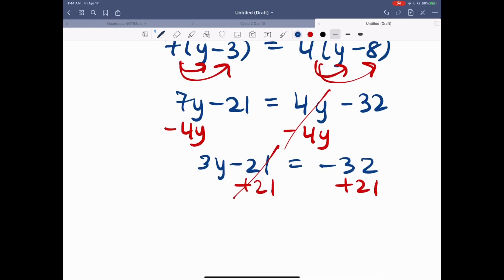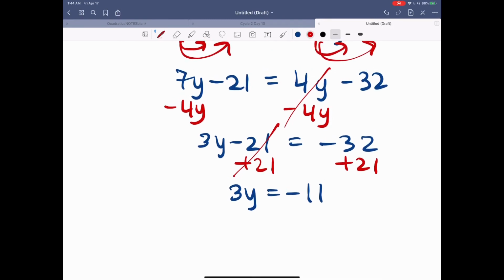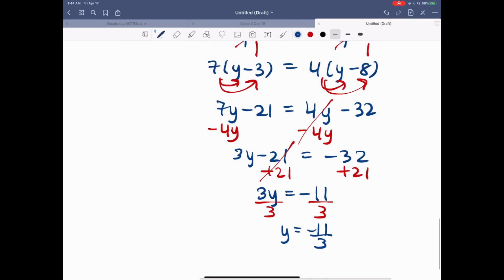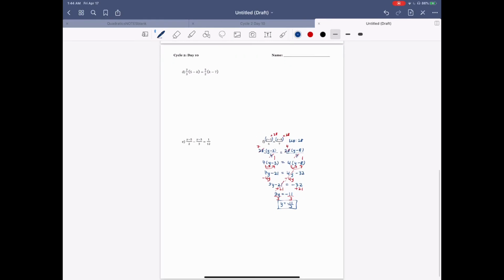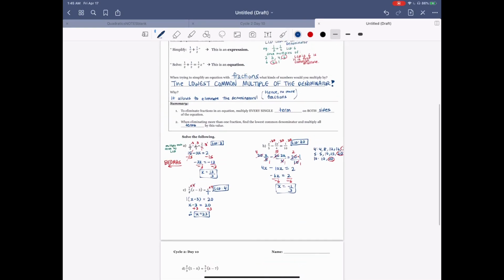I have 3y equals negative 11, and I'm going to need to divide both sides by 3. That way I have y is equal to negative 11 over 3. Okay, you can check the other answers with the full solution I will provide to you.